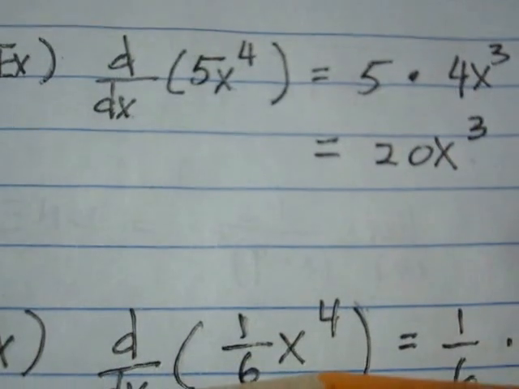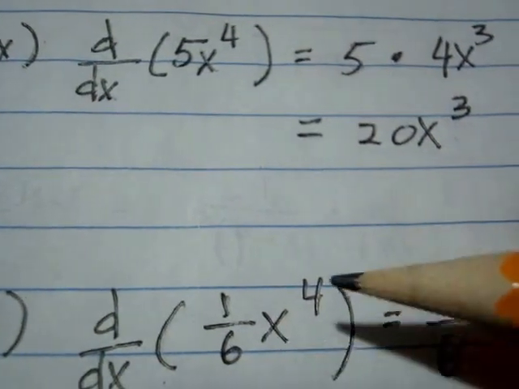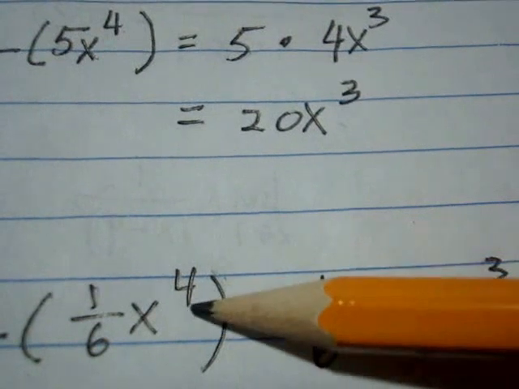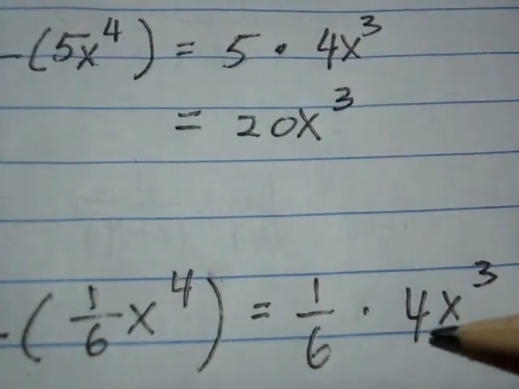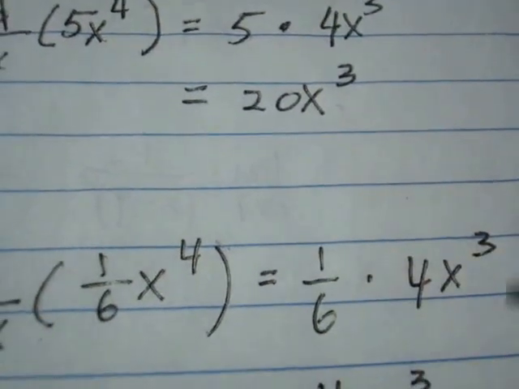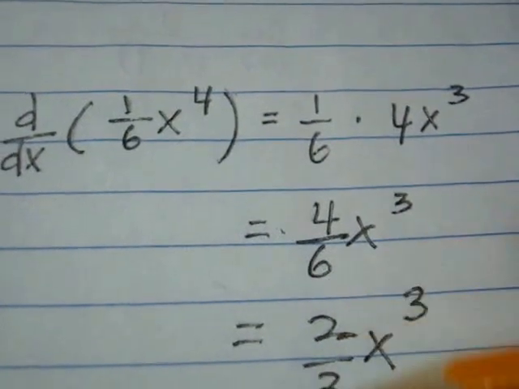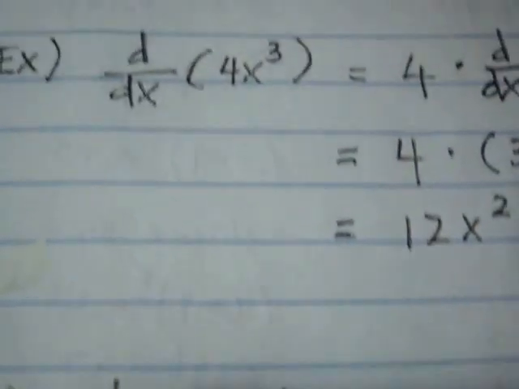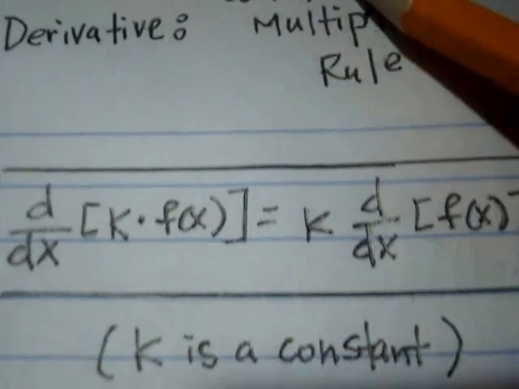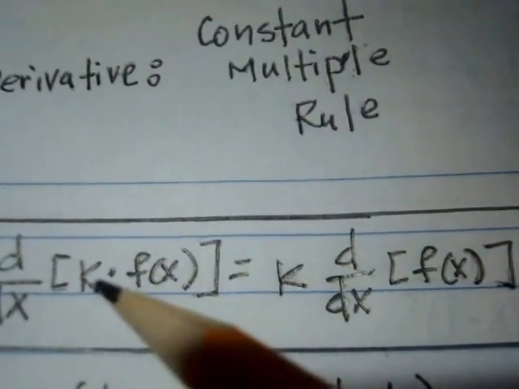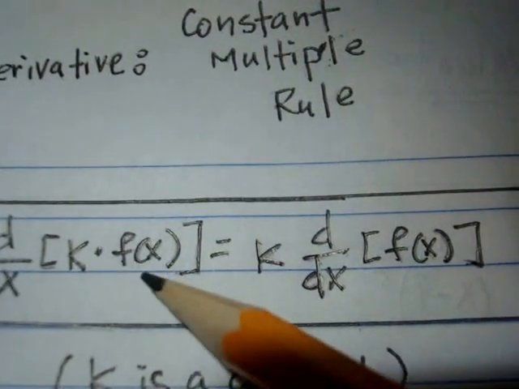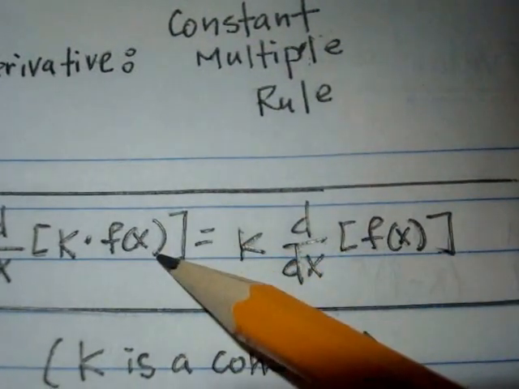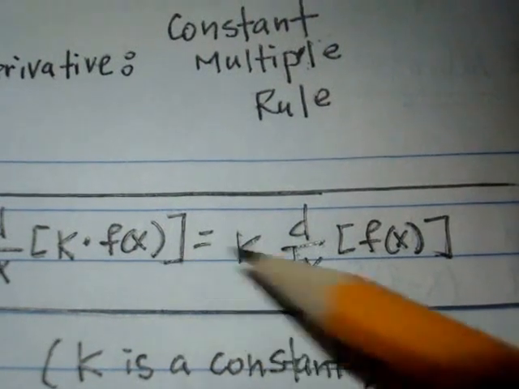So the last example is take the derivative of 1 divided by 6x to the fourth. You bring out 1 divided by 6 times the derivative of this, so it'll be 4x to the third. Just do the basic algebra and simplify it, and the answer will be like this. So remember that for the constant multiple rule, recognize that you are given a constant times an expression, and you bring out the constant and take the derivative of this particular expression by using the power rule.